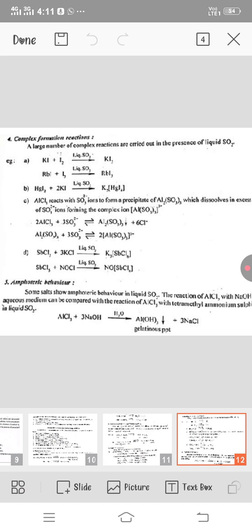A large number of complex reactions are carried out in the presence of liquid SO2. For example, when KI reacts with I2 in the presence of liquid SO2, it produces KI3. Next, amphoteric behavior. Some salts show amphoteric behavior in liquid SO2.